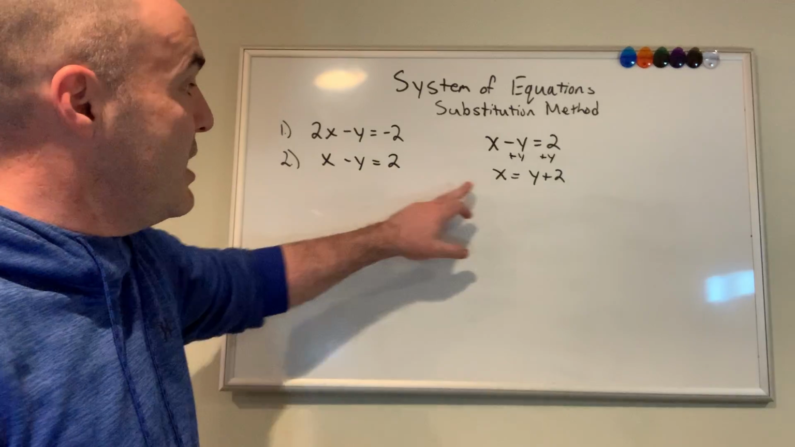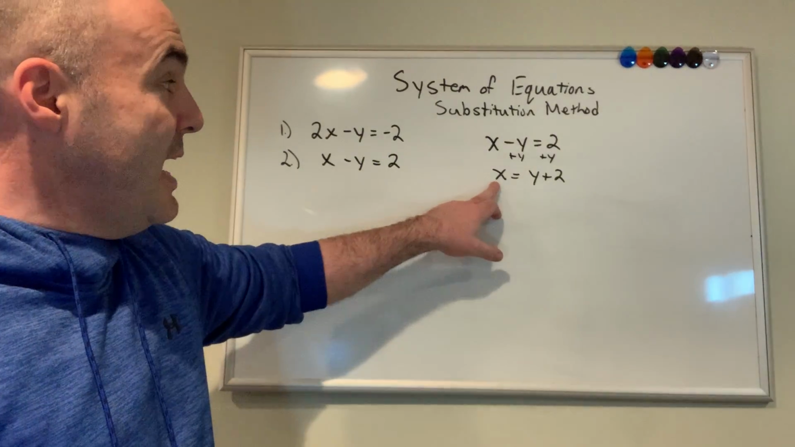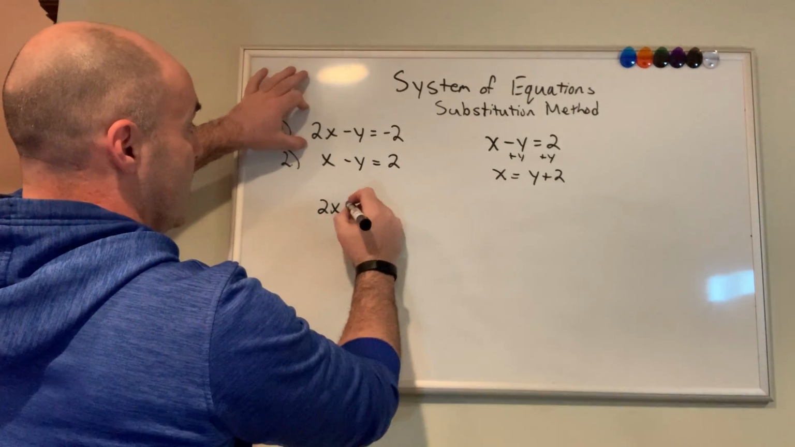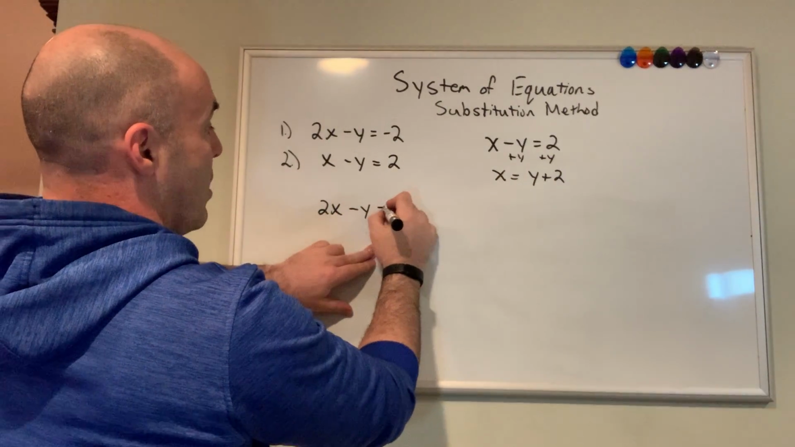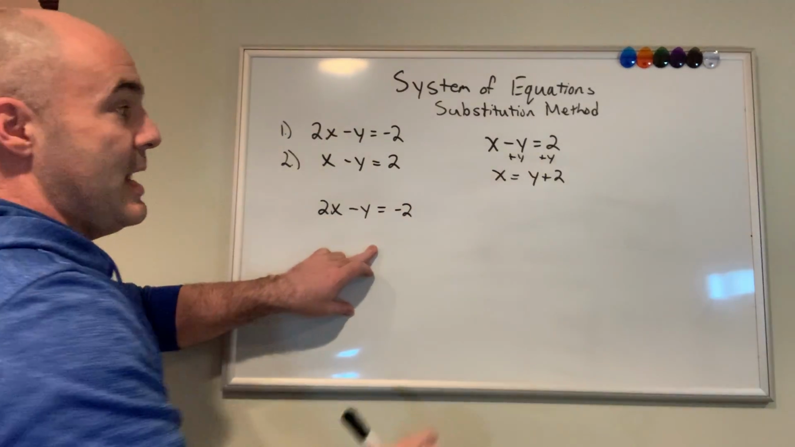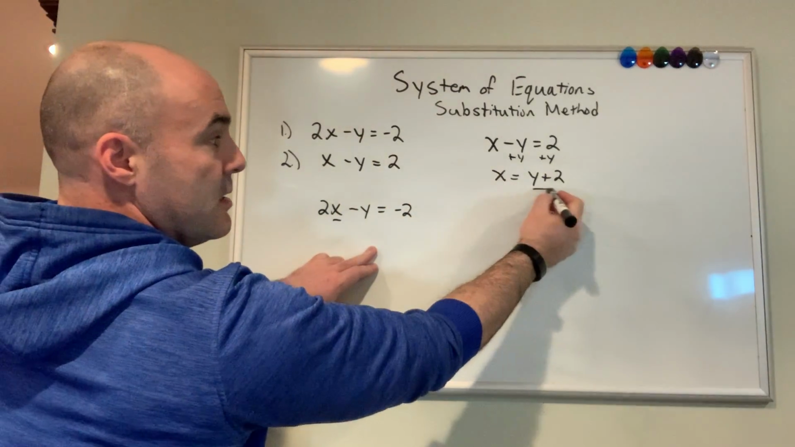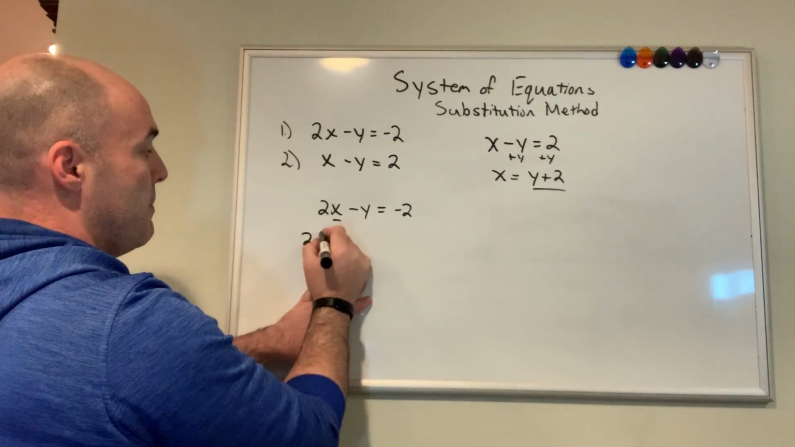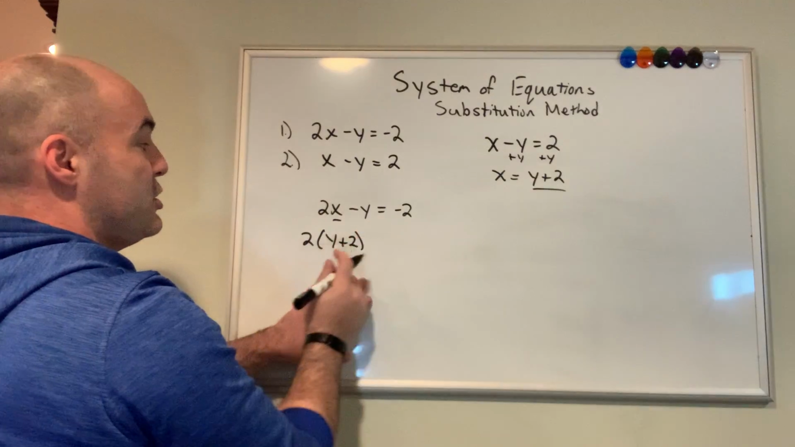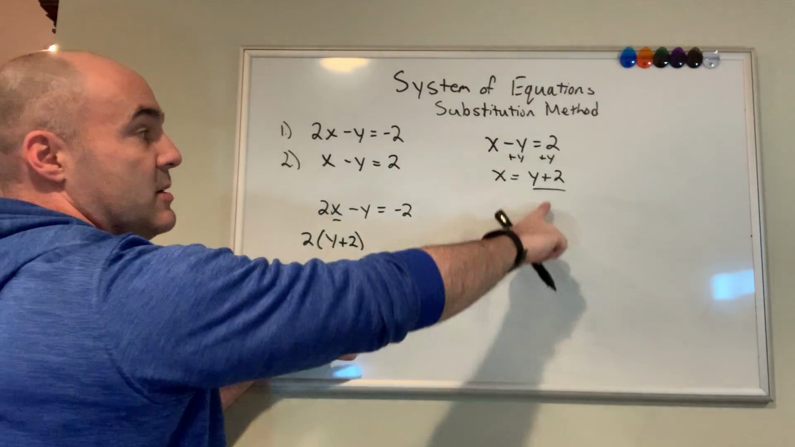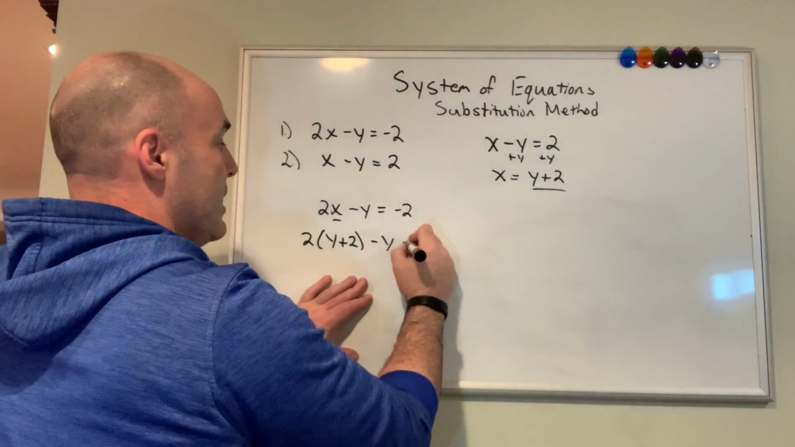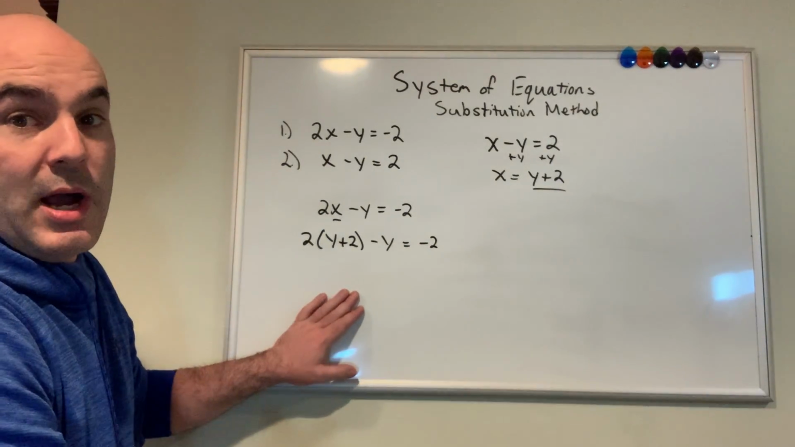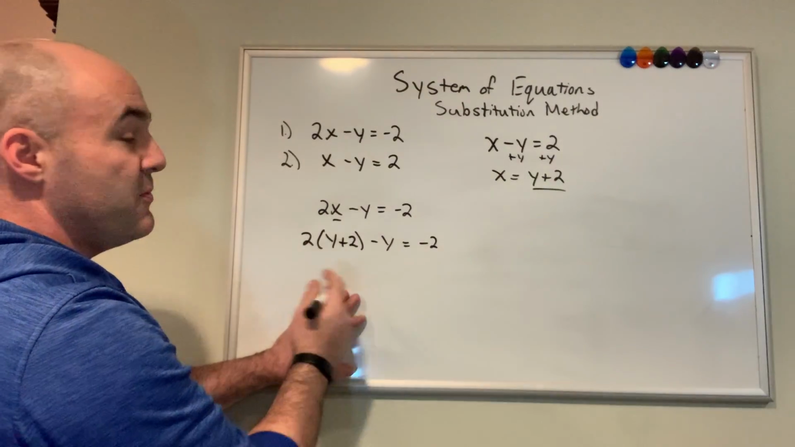Now, since I rearranged equation 2, I'm going to take this new value back to equation 1. So I'm going to be working with equation 1, 2x minus y is equal to -2. And now I'm going to replace the x with what x is equal to. So the x is going to become y plus 2. I'm substituting out that x for what x is equal to. Now, I have an equation that's all in y. So we're going to go ahead and simplify, then solve.